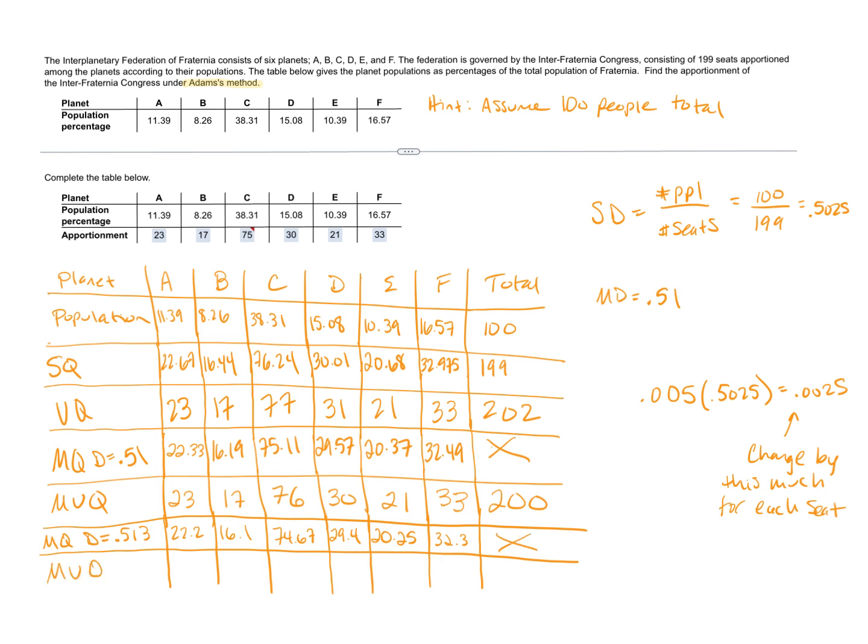Next is to do the modified upper quotas. So I round everything up. I have 23, 17, 75, 30, 21, 33. When you compare to my previous row of modified upper quotas: same, less 1, same. So this should add up to 199. So this is our final apportionment.